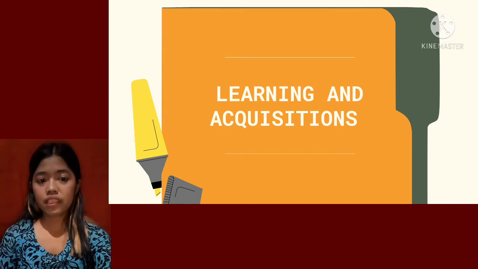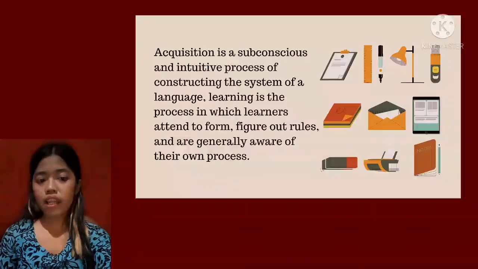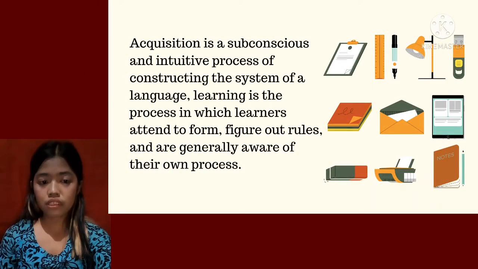In 1970s, Krashen described the monitor model in which the acquisition learning hypothesis takes place. He puts forward that individuals have two independent means of developing knowledge of a second language as acquisition and learning. While acquisition is a subconscious and intuitive process of construction of the system of language, learning is the process in which learners attempt to figure out rules, and are generally aware of their own process.